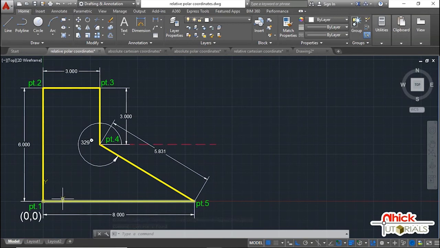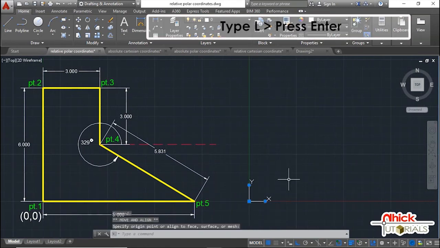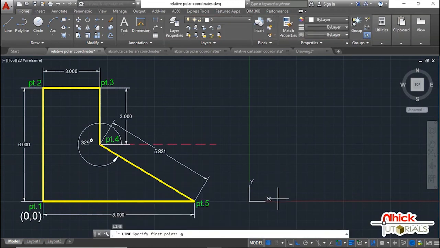Let's try solving the drawing using the distance and angle of the points, applying the format for relative polar coordinates. Move the UCS icon to change the origin. Left-click the icon, pick it again using the left button, then move the mouse to move the UCS icon, and left-click again at your desired location. Type again L for line and press Enter. Enter 0, 0 as the coordinate values of point 1.